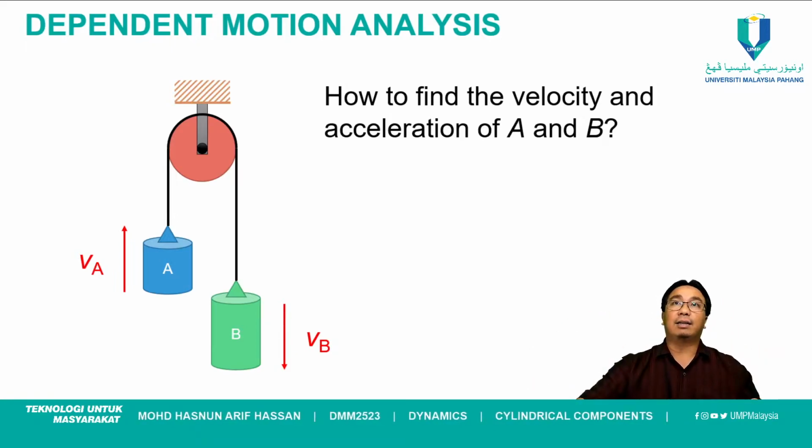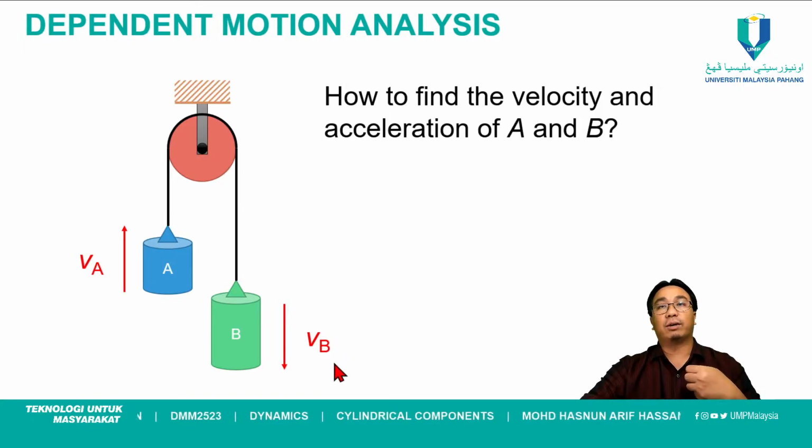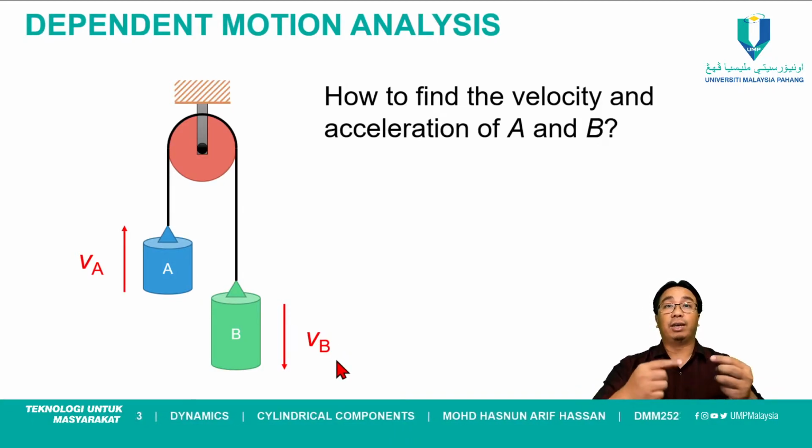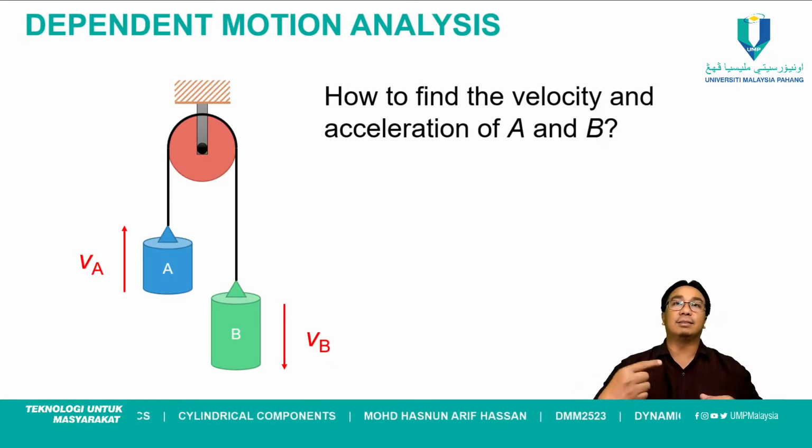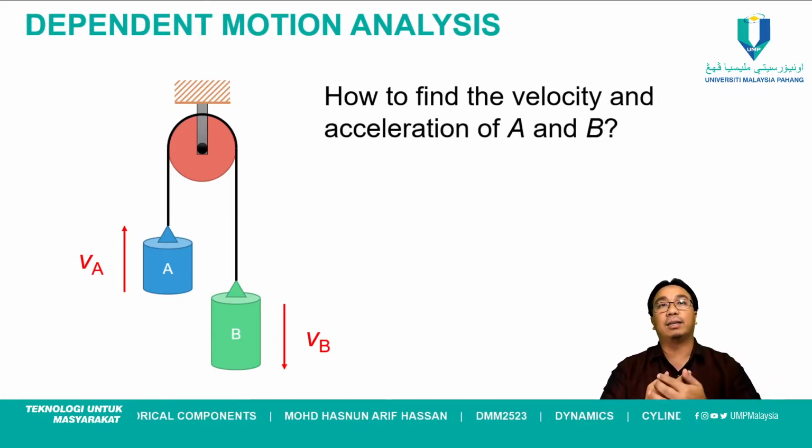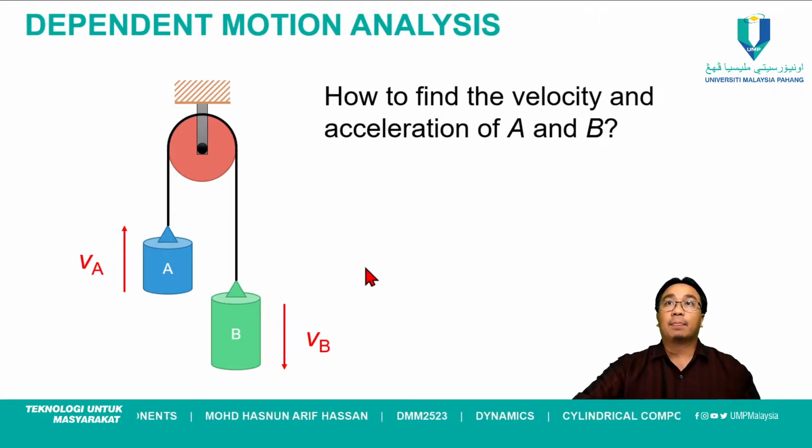Jadi kita dah define kita punya coordinate system tadi ke bawah positif. So that's why VB is positive. VA dia arah bertentangan dengan coordinate system kita. Dia pergi ke atas. So that's why dia negatif. Alright? Okay.